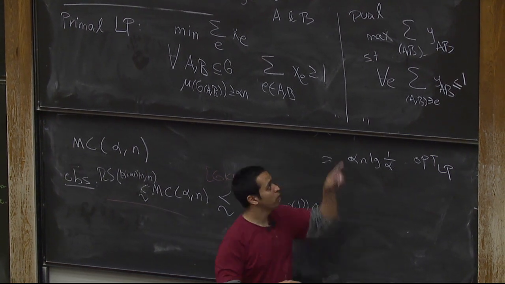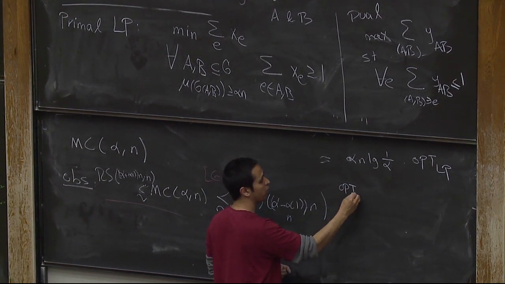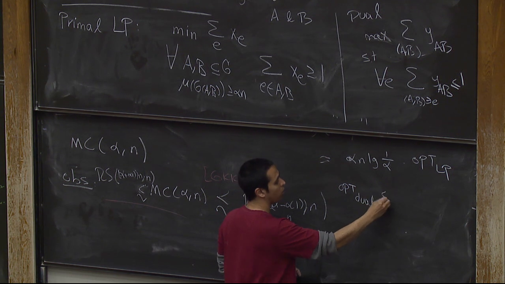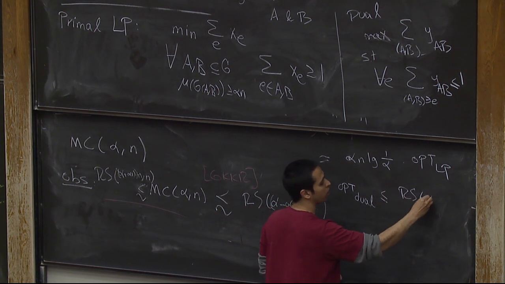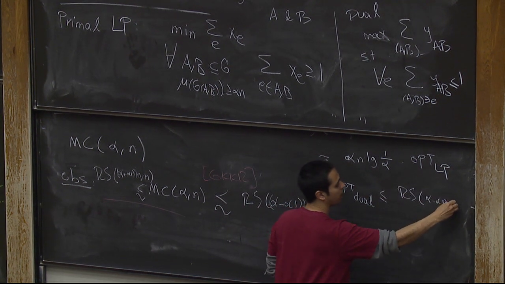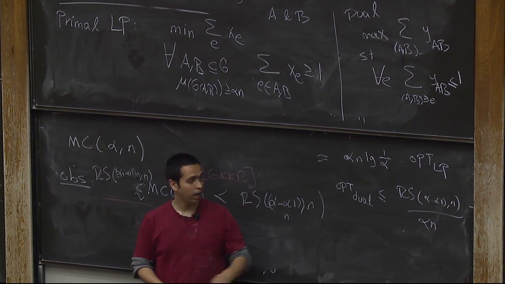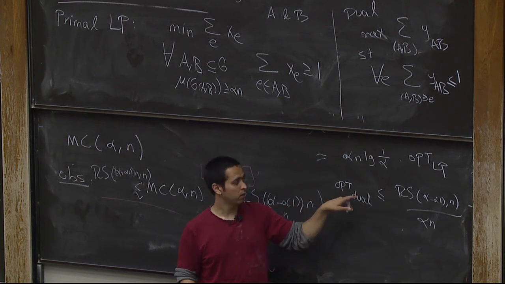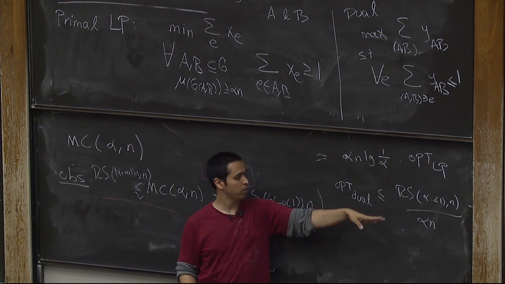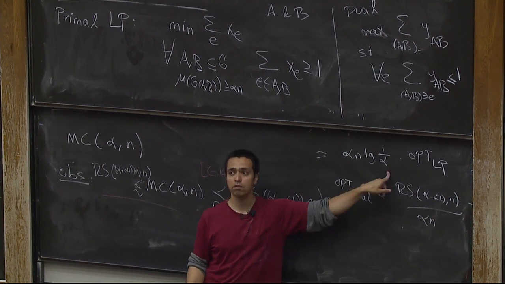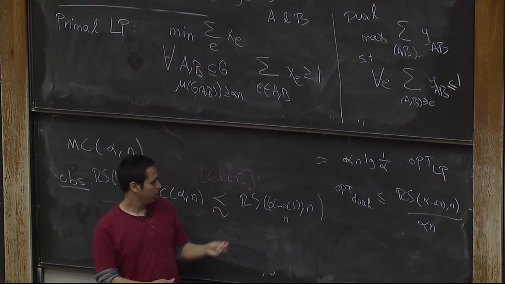Okay? So opt of primal, opt of dual is upper bounded by RS of alpha minus a small o of 1 and n divided by alpha n. And then you plug these two things together, you make these two equal, your matching cover will become upper bounded. These two cancel out. There is this log 1 over alpha extra term, which I'm hiding here.